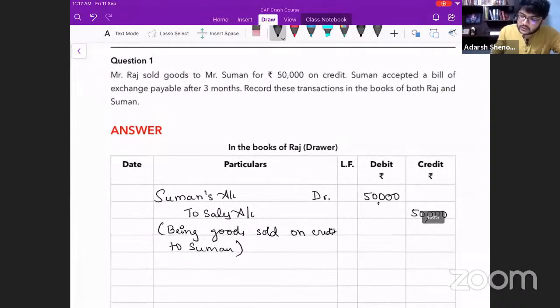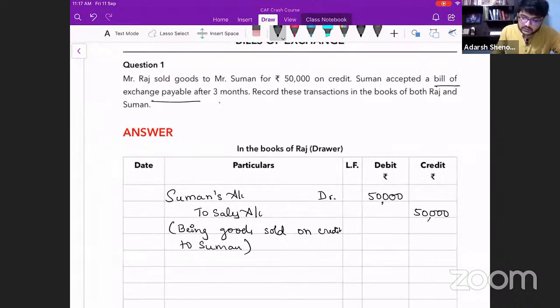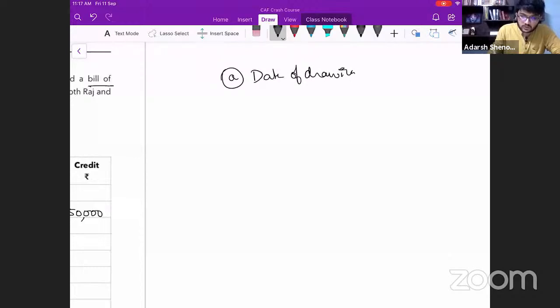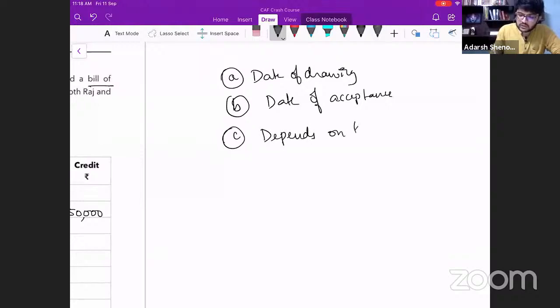Next one. Suman accepted a bill of exchange payable after 3 months. I'll have one small point discussion over here. Please be with me. Sir, when is the journal entry to be passed? I want maximum participation for this answer. You have to answer. When is the journal entry passed? Option A, for a bill of exchange. When is it passed? On the date of drawing. Option B, on the date of acceptance. Option C, depends on the nature of the bill.